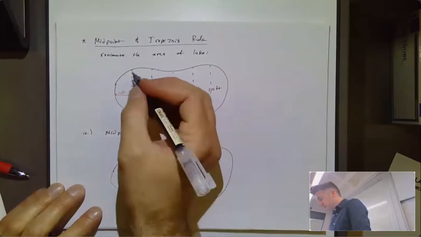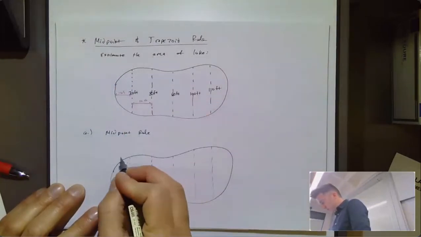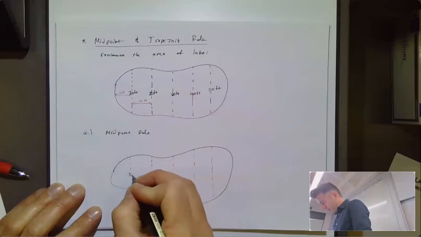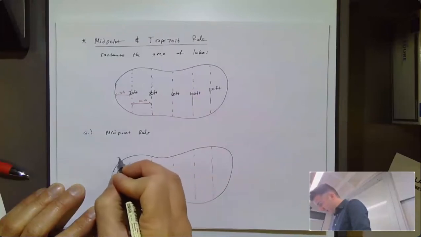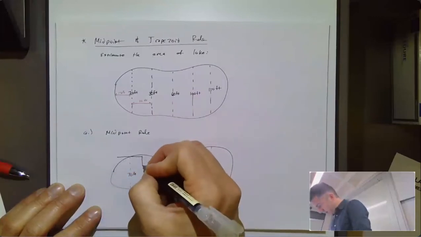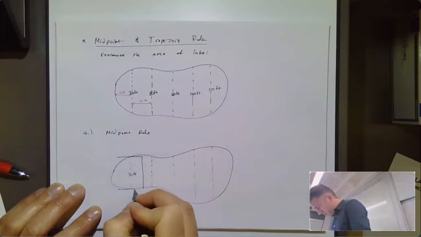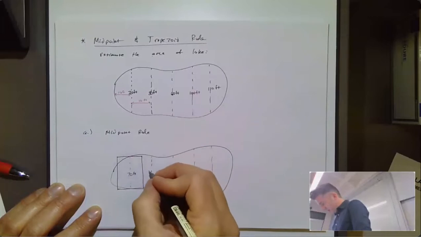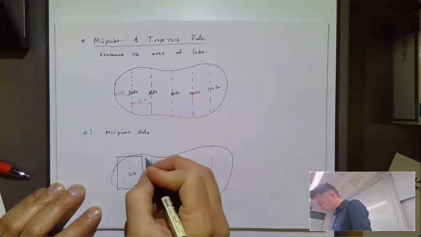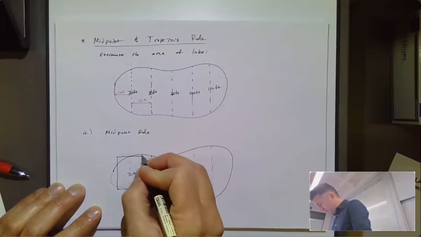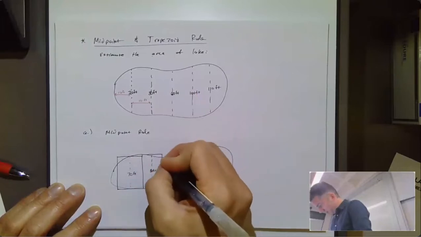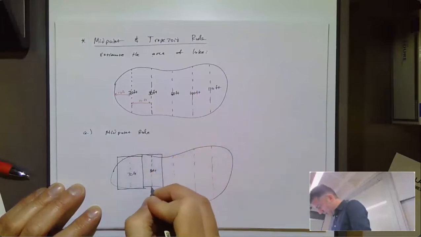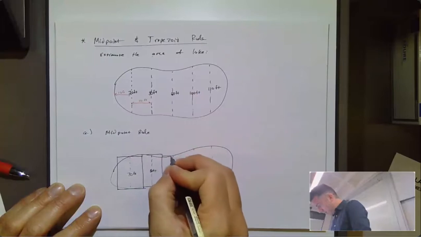So the idea is we're going to think of this height here as the midpoint of a rectangle like this. And the same idea here. This height here is the height of a rectangle whose midpoint is right there. And so on.